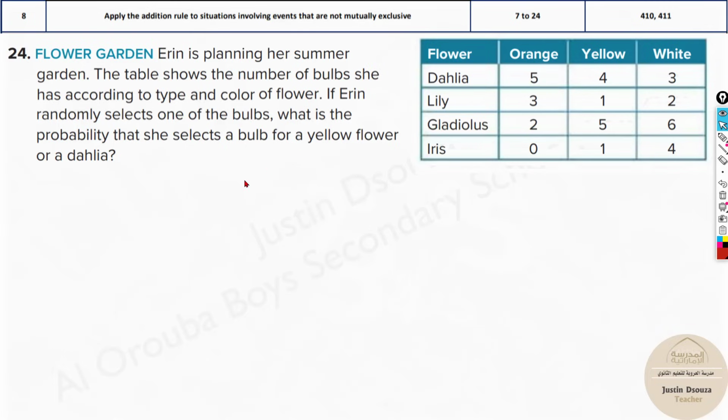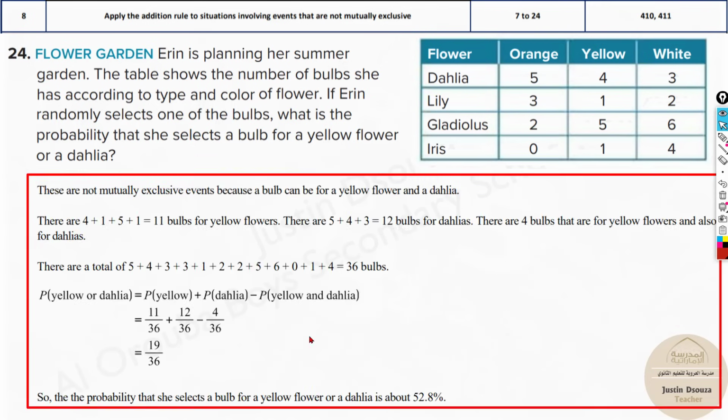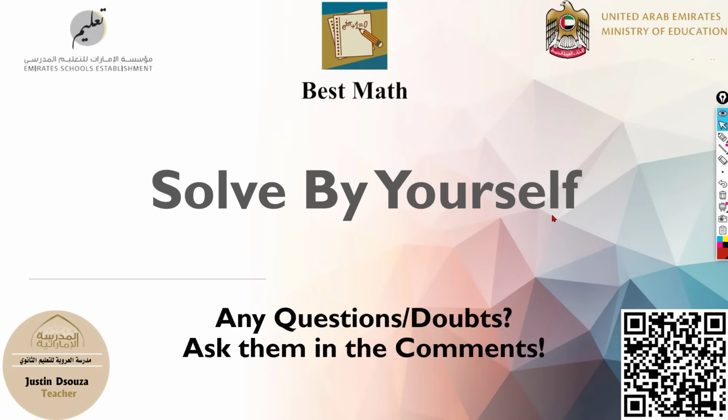Over here there are all these options and yellow color. So add all this and the common term is 4. Subtract that. All the worked out solutions are over here. That's the end of this particular topic.